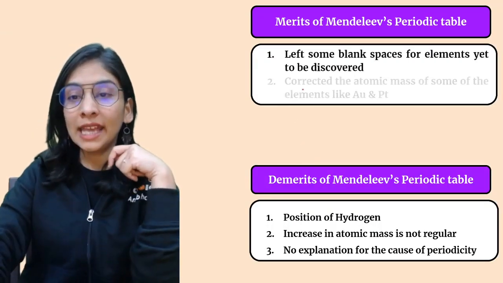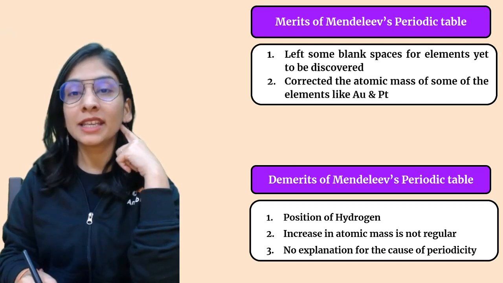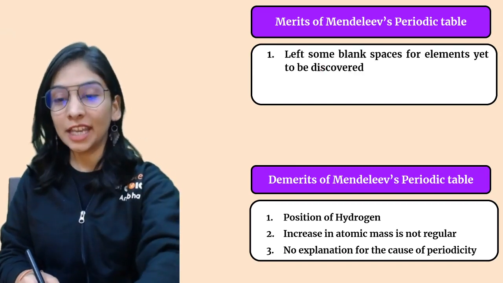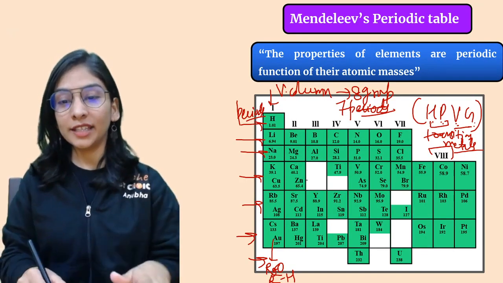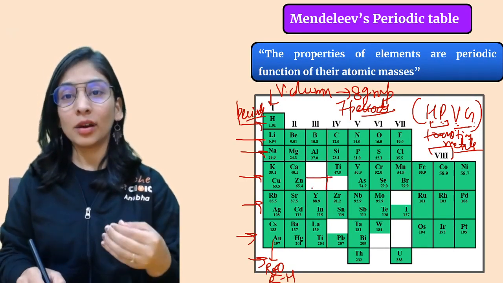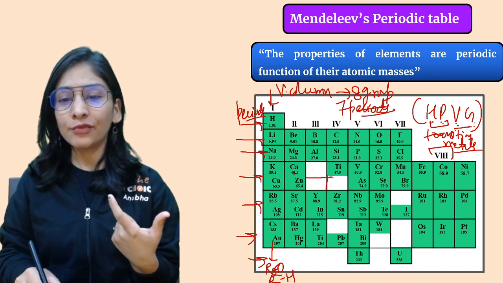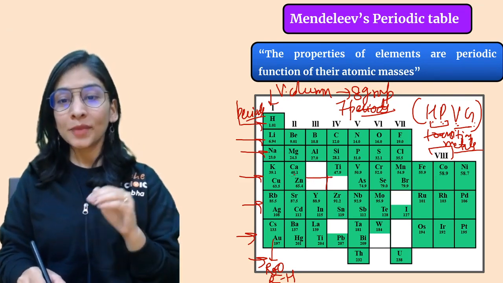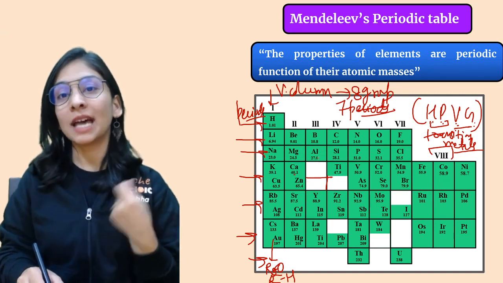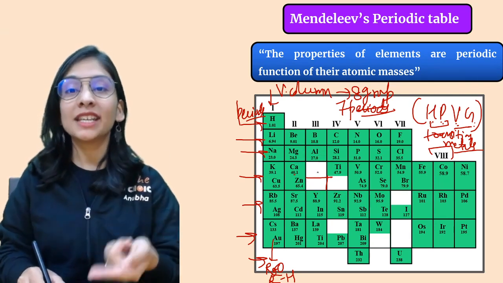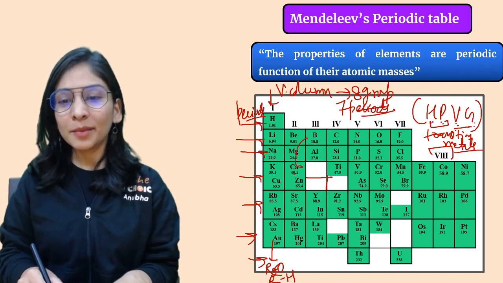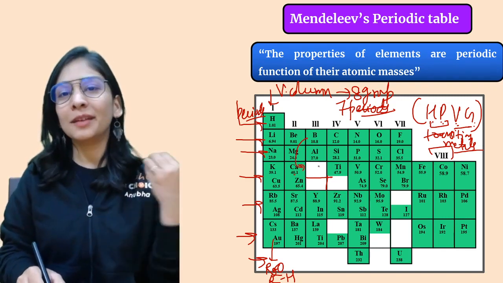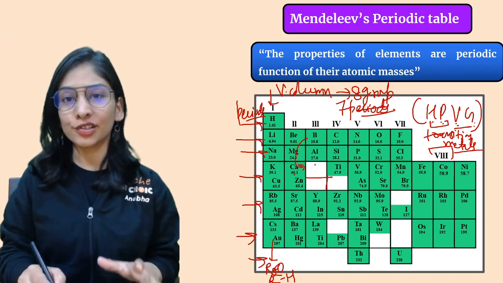Merit number 1: he left some blank spaces for elements yet to be discovered. These were spaces where he had an intuition. After calcium comes titanium, but I don't think so, because the mass difference is very large, and that's not the regular mass difference I'm observing. Maybe some new element can come and take that place. And he was a big fan of Sanskrit too. So he thought, let me give some general name, and when the elements are discovered, they get their original names from there.